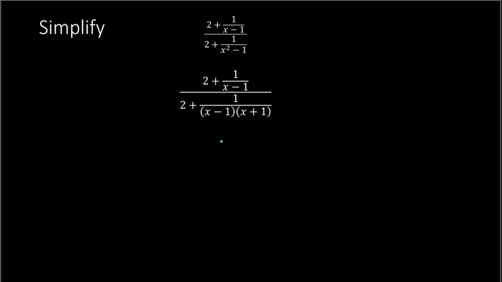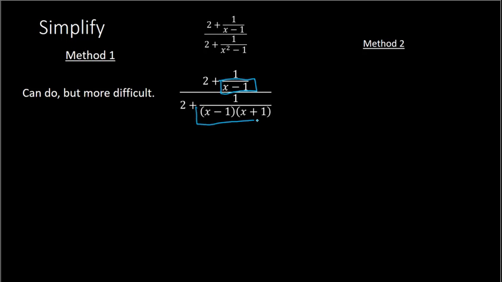Now this one, method 1, would work, but it would be quite a bit more difficult. So we're just going to show you method 2 for this one, where you find the least common denominator. So the denominators we're looking at are here, the x minus 1, and then down here, x minus 1 times x plus 1.